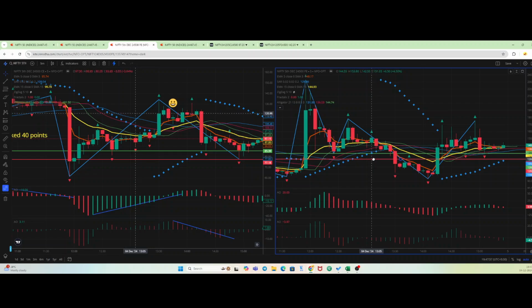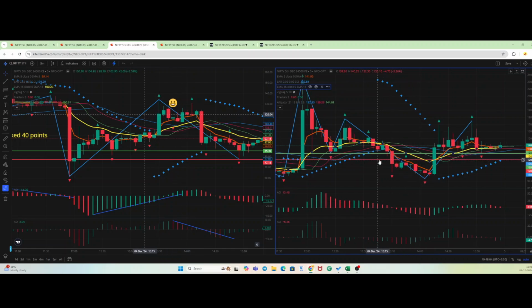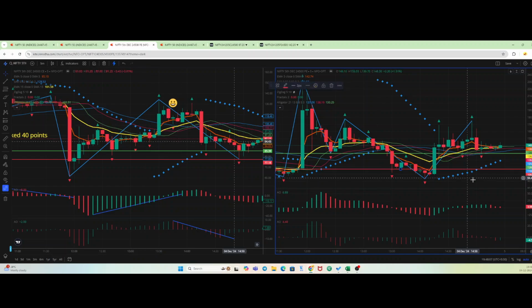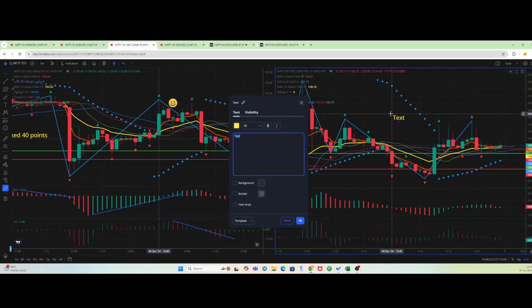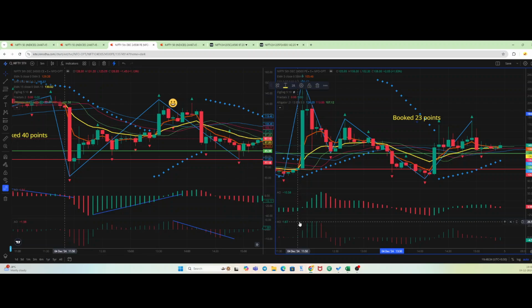Then again I put it here, this is the fractal top, 120. Then again it has come down, then again it came down, so I put the stop loss around here, you see, 106. So I entered around 129 and exited at 106. That means 23 points. Here we have booked around 23 points.